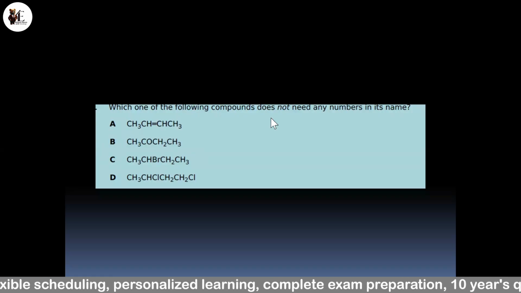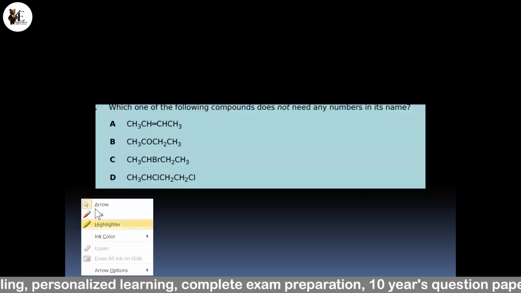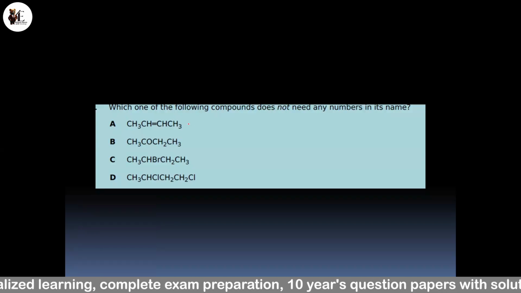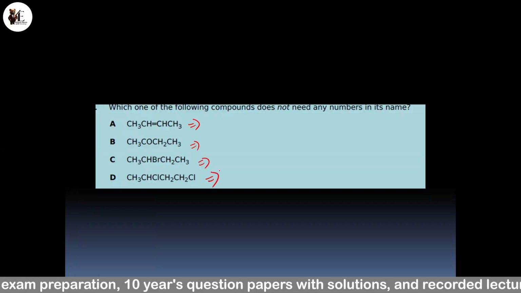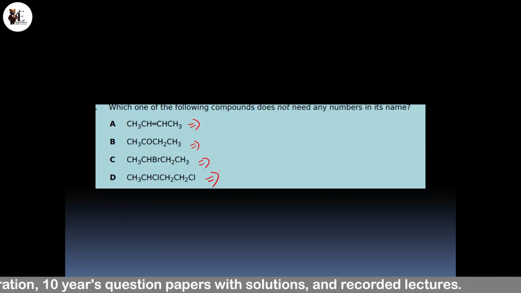In the first compound, you have CH3, CH double bond CH, CH3. So what should be its IUPAC name? Then this IUPAC name and this. I suggest you draw the displayed formula and then tell me the IUPAC name.